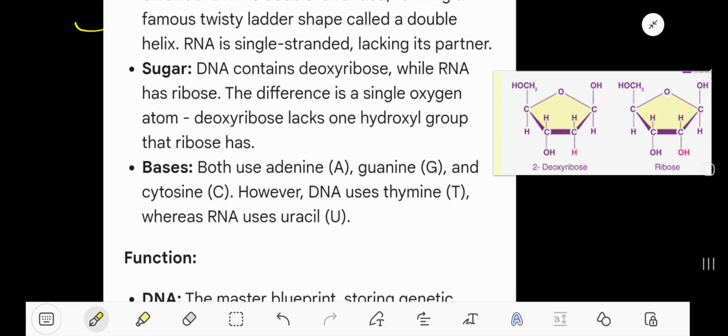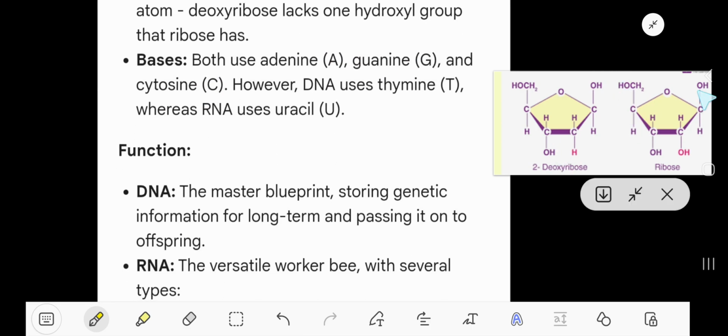Okay. Bases. Both RNA and DNA use adenine, guanine, and cytosine. However, DNA uses thymine, whereas RNA uses uracil. That is, RNA uses uracil, cytosine, guanine, adenine, and DNA uses thymine, cytosine, guanine, adenine.